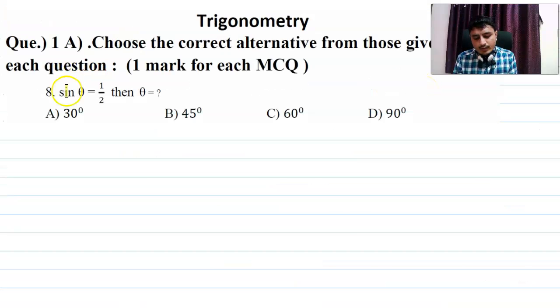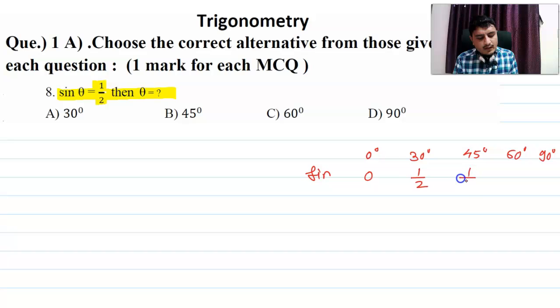Look at MCQ number 8. Sin theta equals a half, then theta equals? We have 4 choices, and among them we have to choose the correct one. So look at the values of trigonometric ratios at the given angles: 0 degree, 30 degree, 45 degree, 60 degree, and at last 90 degree. For the sine ratio, sine of 0 degree is 0, sine of 30 degree is a half, sine of 45 degree is 1 upon root 2, sine of 60 degree is root 3 by 2, and at the end sine of 90 degree is equal to 1.